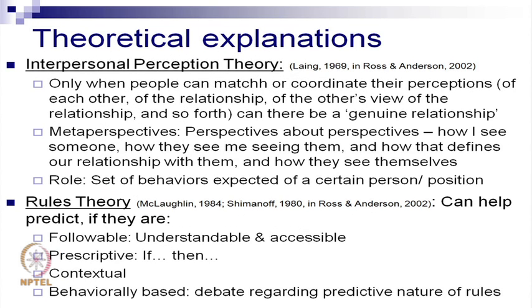Okay. Next theory is interpersonal perception theory. Now, according to this theory, only when people can match, I am sorry, there is an extra H in match, it is not match, it is match, or coordinate their perceptions of each other, of the relationship, of the other's view of the relationship and so forth, can there be a genuine relationship. According to this theory, we cannot have a genuine relationship till we are able to bring our perceptions of each other on the same level.